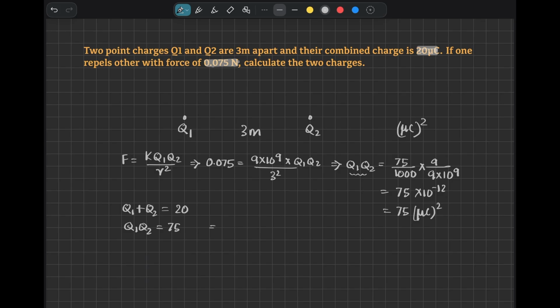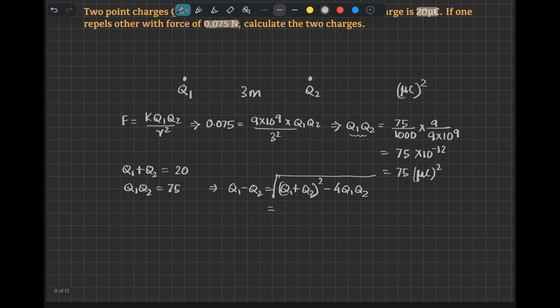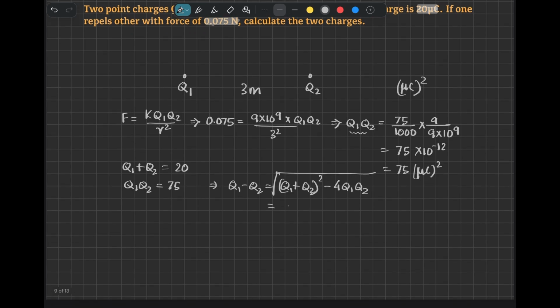So from these two I can say Q1 minus Q2 will be root over Q1 plus Q2 square minus 4 Q1 Q2. I am just using a minus b square equal to a plus b square minus 4ab, that expression. So here Q1 plus Q2 is 20. So this is root over 20 square minus 4 times 75, which gives us 10.